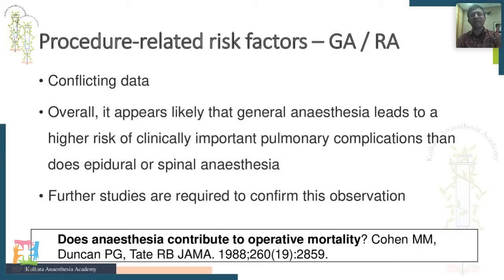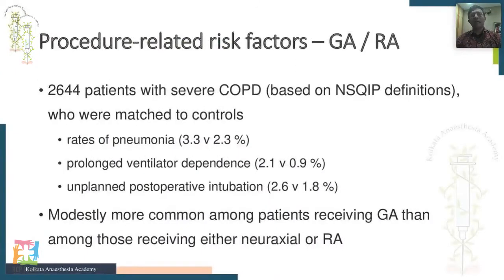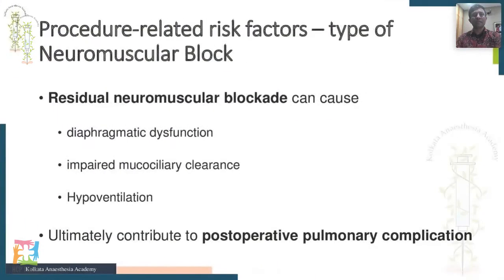Conflicting data about general anesthesia and regional anesthesia. Overall, it appears that general anesthesia leads to a higher risk of clinically important pulmonary complications than epidural or spinal, and obviously blocks are even better. And this is again from the NSQIP data. You'll find that in regional, but I tried to look into their write-up. It was not adjusted for the types of surgery that was happening.